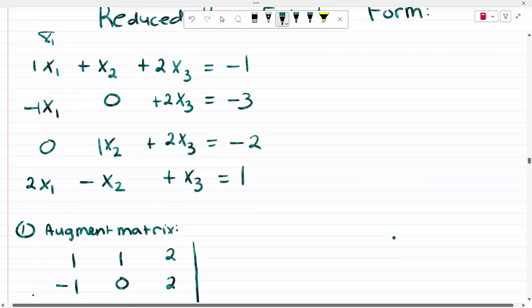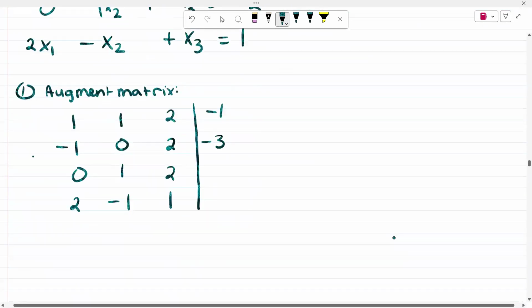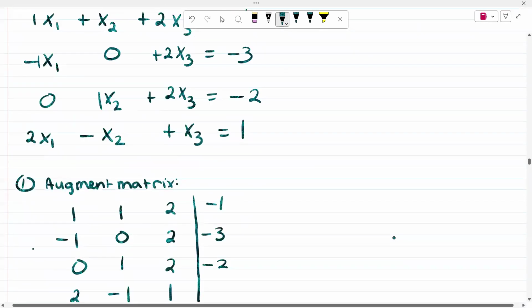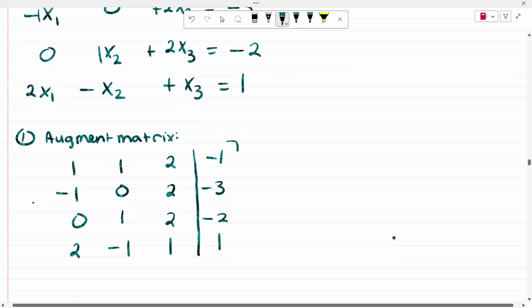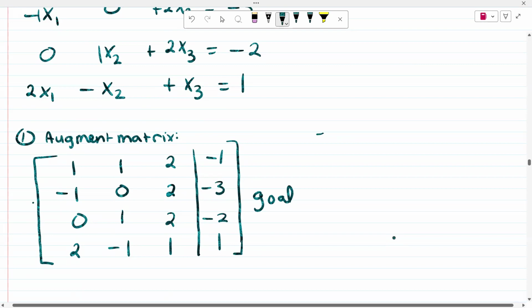And then it'll be -1, -3, -2, +1. Okay, so that's our augmented matrix. And then your goal is to make it, so we want to use reduced row echelon form. That means everything below the ones and everything above the ones, and then the last row must all equal 0. So what that means, it should look like this.